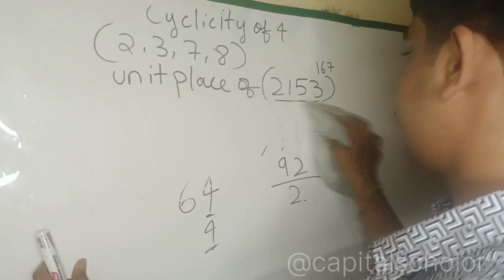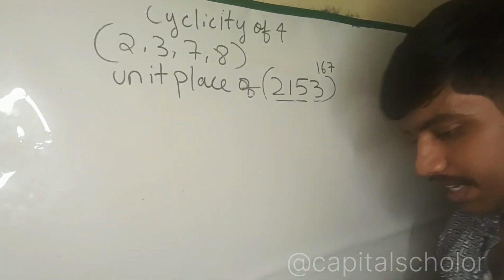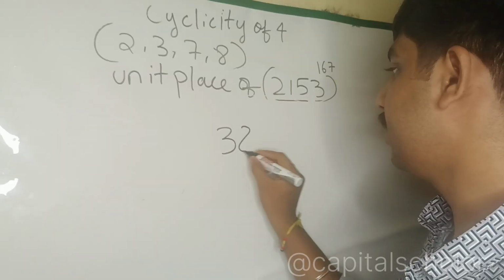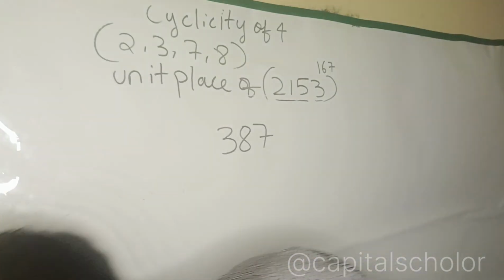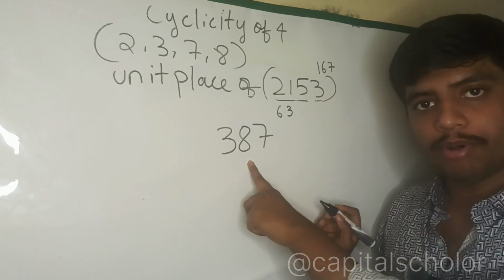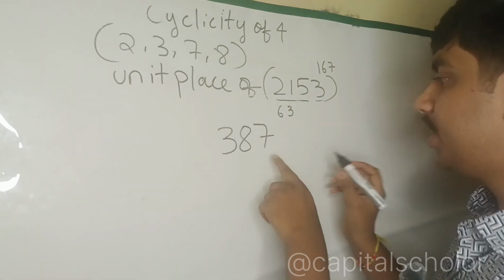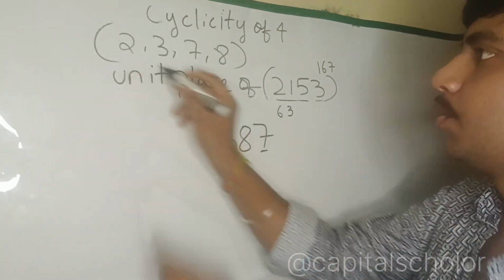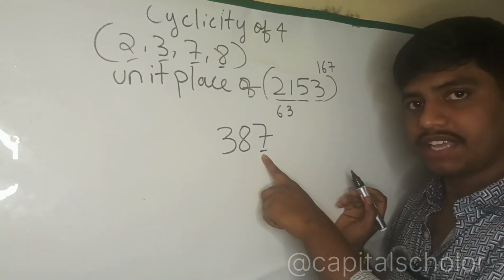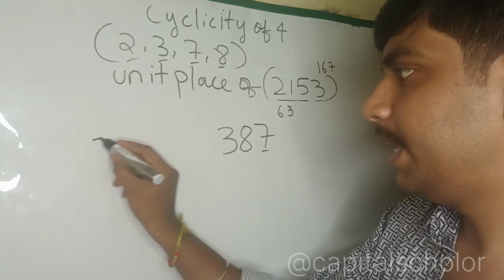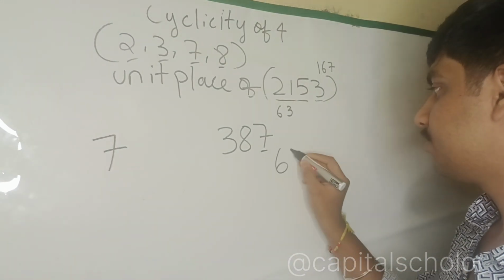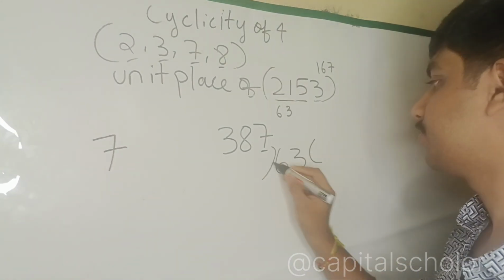Now let's move to the next question. I'll give you all the examples. The next question is 387 to the power of 63. What I told, the last digit is 7. I will give 2 examples, 3 examples, 7th example, 8th example. If this 7 is the number, what I have told, keep 7 aside. Take this 63 and divide by 4.